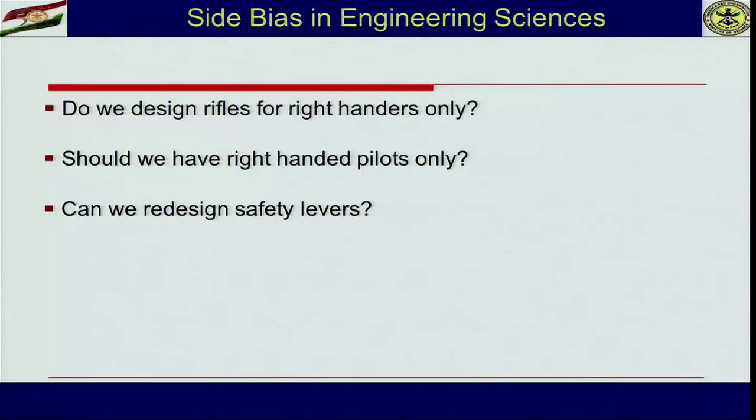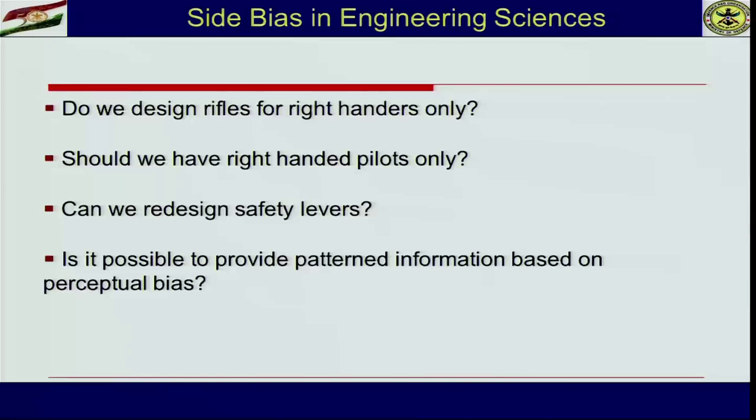Likewise, can we redesign the safety levers? All safety levers, for example, in locomotive engines, are on the right side. But if we have a locomotive driver who is a left-hander, he would never be able to reach that. Can we redesign it based on the requirements of human capabilities?